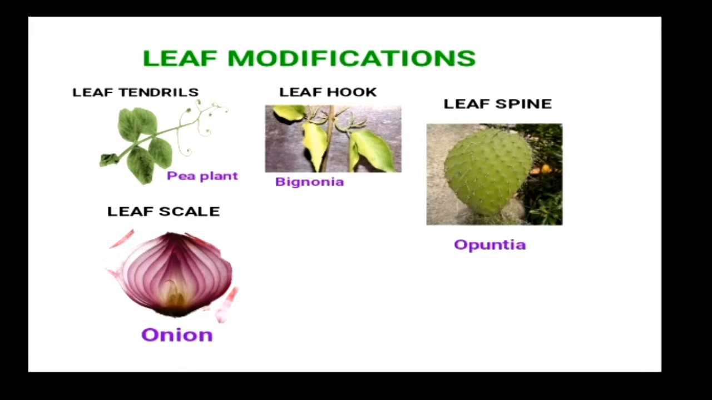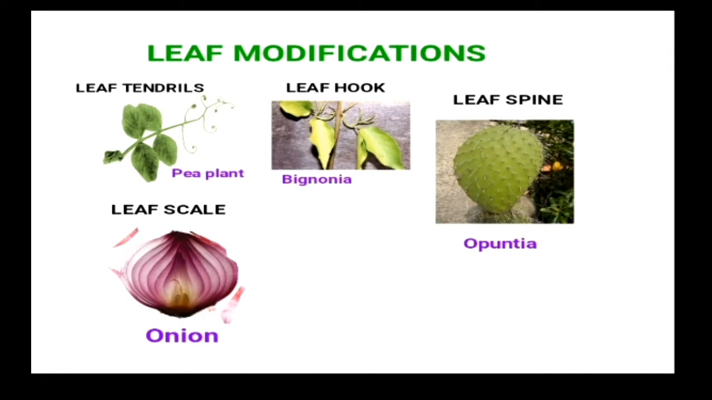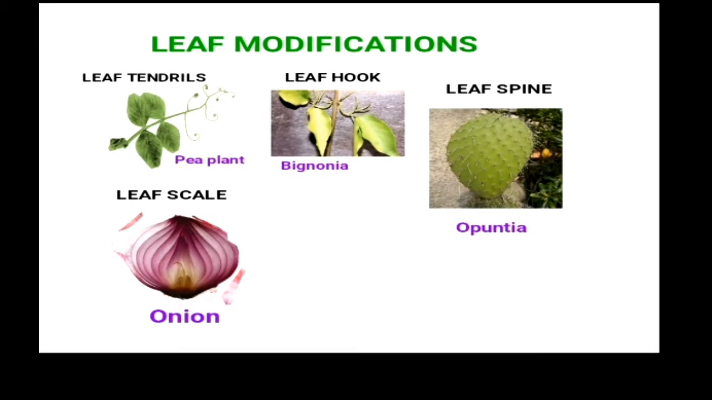In some plants, the leaves are modified into pointed and curved structures called leaf hooks. These leaf hooks help the plant in climbing. For example, bignonia. Leaves of xerophytic plants like Opuntia become modified for defensive purpose into leaf spines. In onion, the scale leaves are fleshy because of the storage of water and food materials.